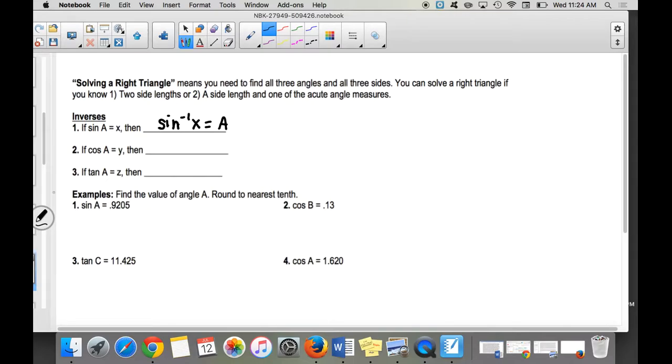The next one is, if I want to solve for a, I do inverse cosine of y equals a. And same thing here, inverse tangent of z is equal to a.